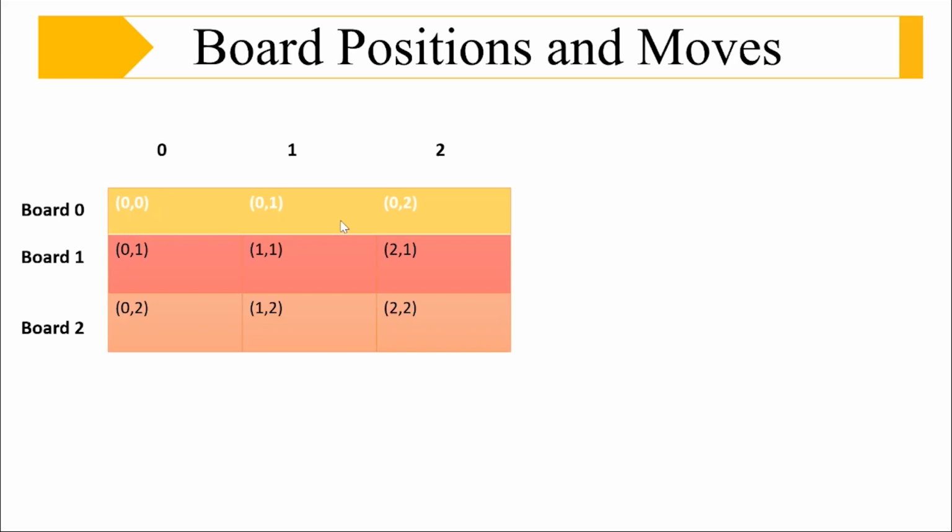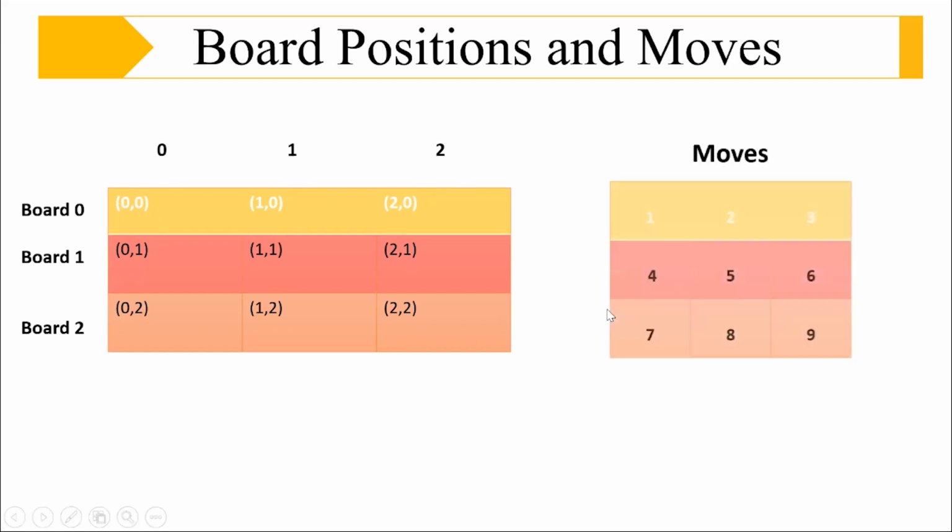Then, so here you see we have 0, 0, 1, 0, 2, 0. Then we have 0, 1. Here we are first considering the column number and then the row number, that is the board number. So it is 1, 1, 2, 1. Then we have 0, 2, 1, 2 and 2, 2. Moves will remain the same, that is from 1 to 9.